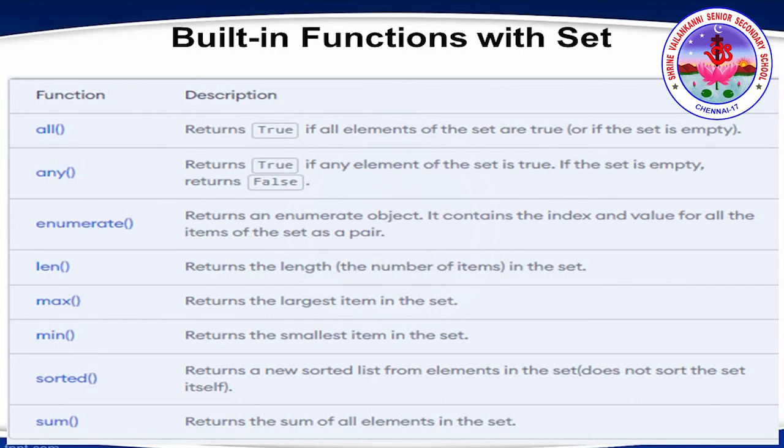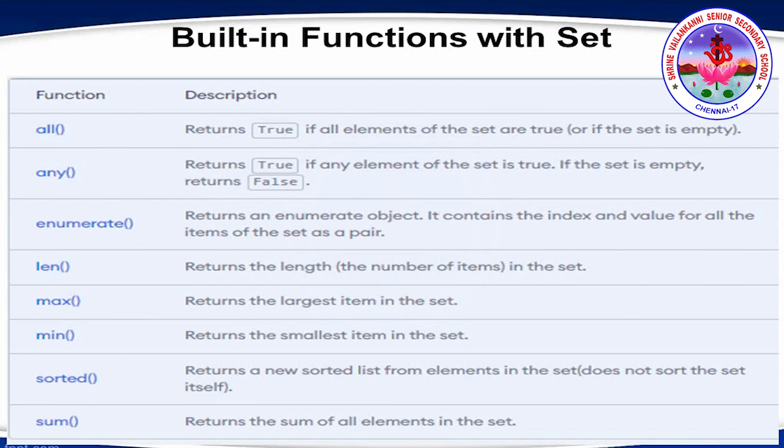Next is enumerate, which returns an enumerate object. It contains the index and value for all the items in the set as a pair. So when you use enumerate, it gives a key-value pair where the index is the key and the value of the respective index is there. Len returns the length, that is the number of items inside the set. Max returns the largest item in the set. Min returns the smallest item in the set.